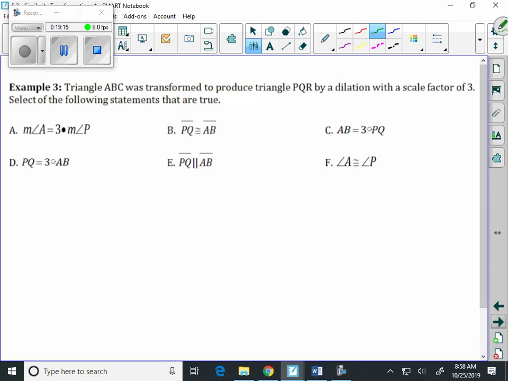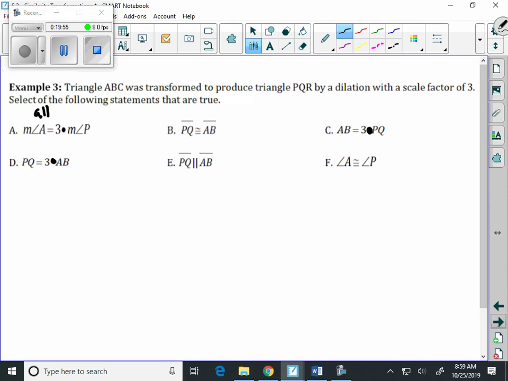On example 3 here, I've got a couple of typos. This should be a dot here. I'm going to make it in black. For a multiplication symbol, and that one as well. And triangle ABC was transformed to produce triangle PQR by a dilation with a scale factor of 3. Again, I need to stress that word dilation. It says select all, let's see, I forgot that word, select all of the following statements that are true.